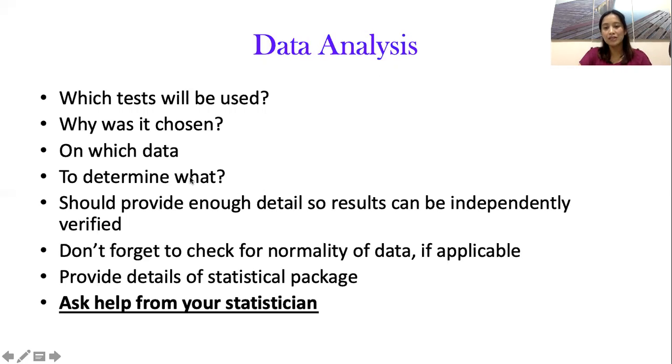It should provide enough details so results can be independently verified by, let's say, another statistician or another study group. Don't forget to check for normality of data if applicable and provide details of the statistical package. I know this can be difficult at your level, so it's very important to ask help from your statistician. The statistician will be able to help you. But you need to ask for help from your statistician at the protocol stage, not when you already have all the data in your hands. It has to be at the protocol stage, not at the end of the study. Okay, very, very important.